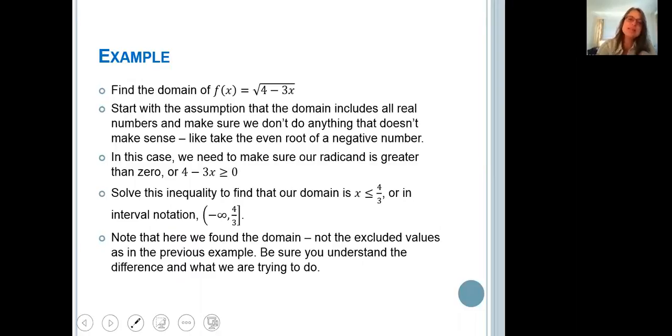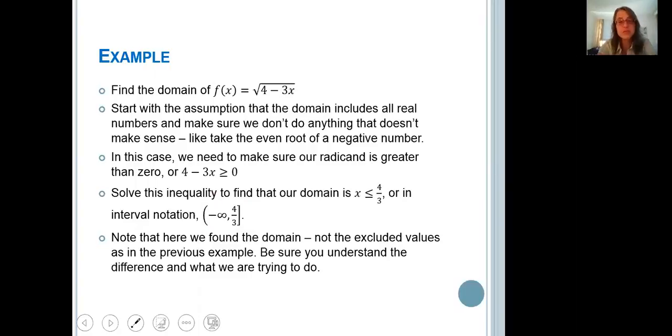What that means is my radicand, the thing under the square root, my 4 minus 3x, must be greater than or equal to 0. It's got to be positive, or at least 0 or bigger. I can't take the square root of a negative number. Solve this and we get x has to be less than or equal to 4/3. In interval notation, that's negative infinity up to 4/3 inclusive.